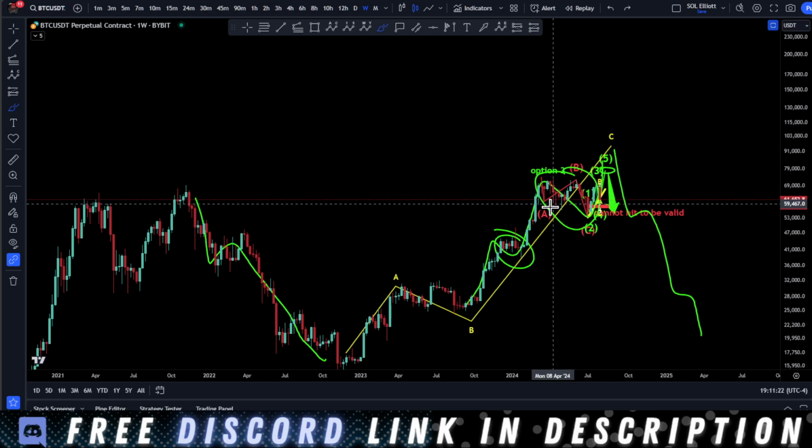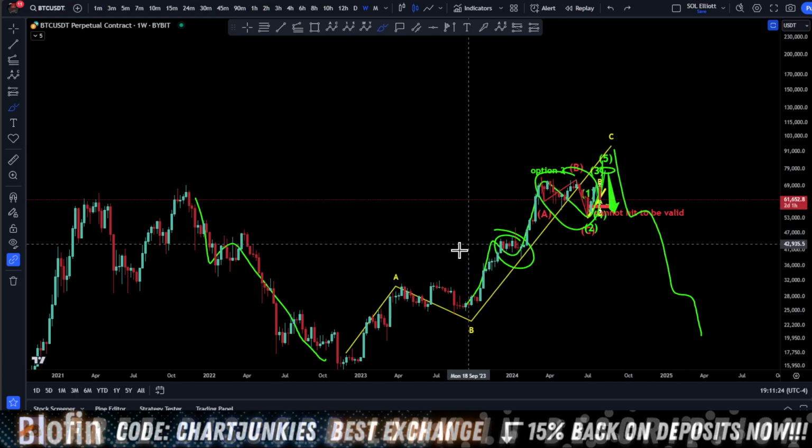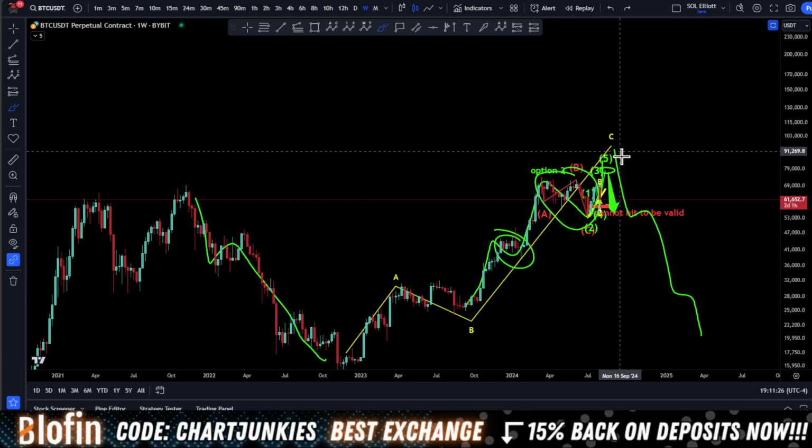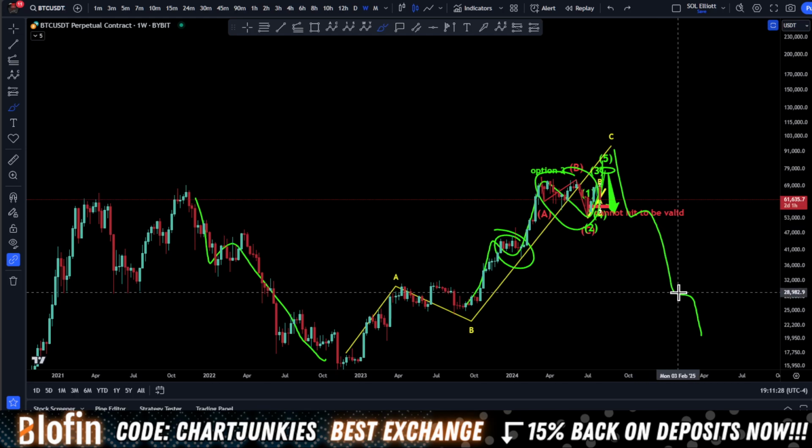I like for it to be a wave 4 of a wave 2 here, which would imply the ABC correction to the upside, impulse to the downside. Are you with me? Are you with me?